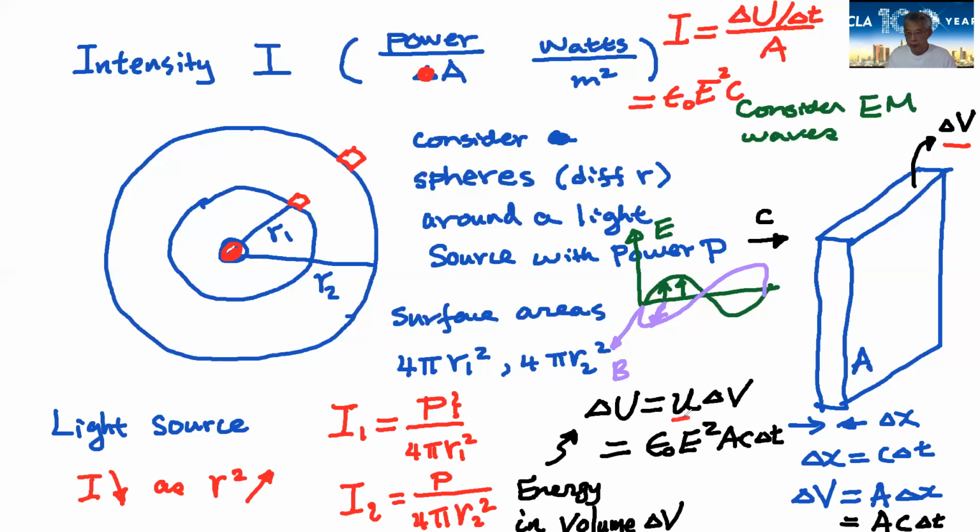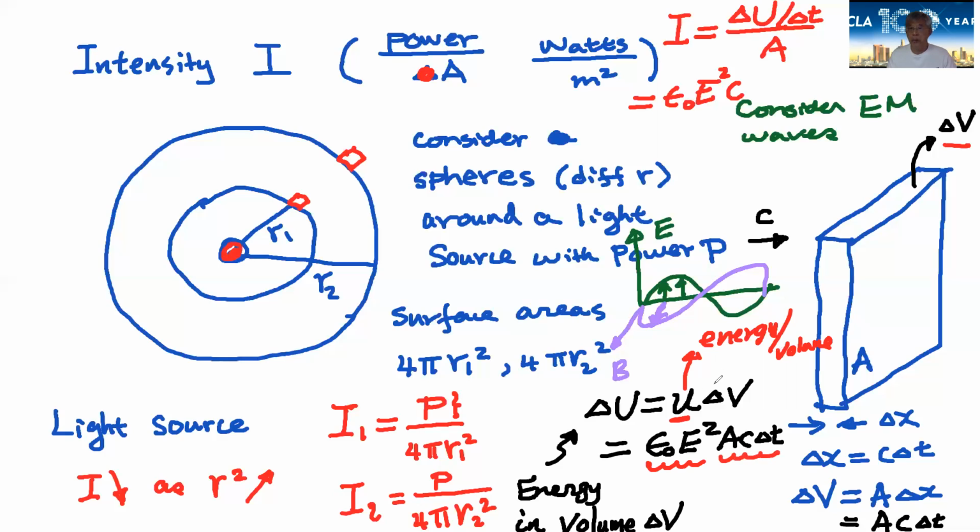So we know the energy per unit volume from before. Multiplying by delta V gives the energy in the volume delta V, which is delta capital U. So we just recall this energy per unit volume is epsilon zero, the permittivity, times E squared. You put that in, and delta V is equal to A times delta X, which is A times C delta T. So we're going to put that right here.